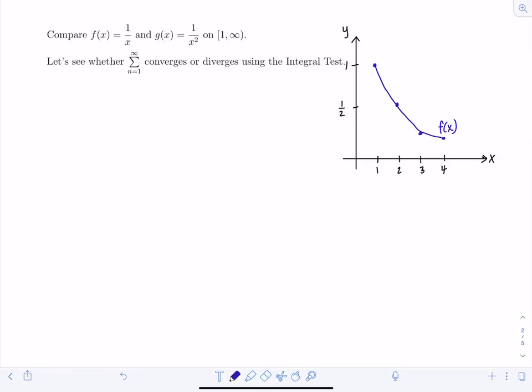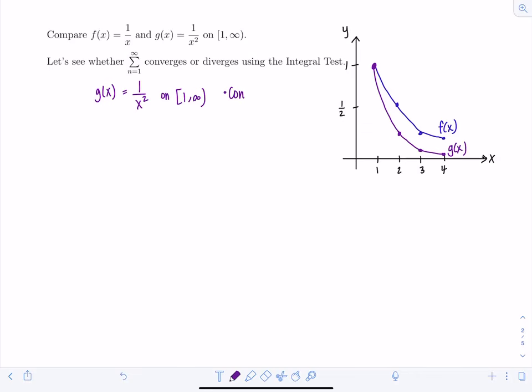Now g of x is 1 over x squared. So they'll have the same initial value here, but at 2, g of x is going to equal 1/4. At 3, g of x is going to equal 1/9. At 4, 1/16. So we can see g of x is decreasing a lot faster than f of x. So do you have any suspicions or guesses as to what's going to happen with this infinite sum? g of x equals 1 over x squared on the interval from 1 to infinity.